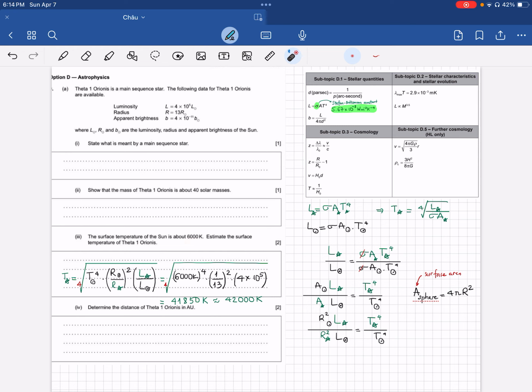Whenever you get a problem like that, just make sure that you have the ratio that could be useful for you, especially when they give you information like the luminosity of the star compared to that of the sun. Make sense, right?